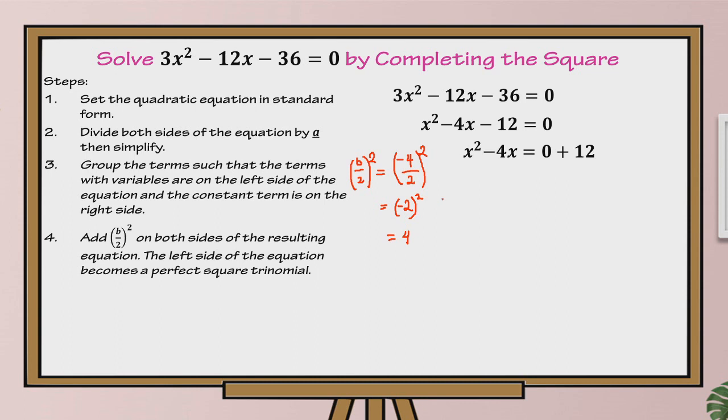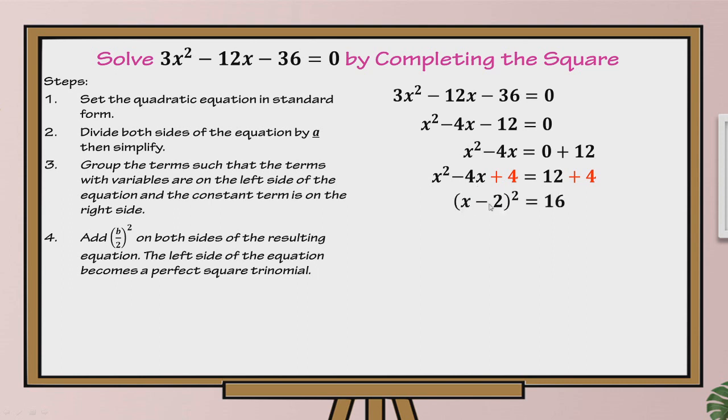Kaya, what we will be adding to this side of our equation will be positive 4 and to the other side as well. So, ang resulting equation will be x squared minus 4x plus 4 equals 12 plus 4. And then take note that after adding, the left side of the equation becomes a perfect square trinomial, which is itong x squared minus 4x plus 4. Kaya, after nito is we will now factor this perfect square trinomial. And the factor of that is (x minus 2) quantity squared, and then equals 16. Ito yung 12 plus 4 dito na side.